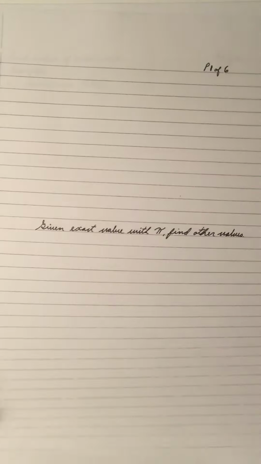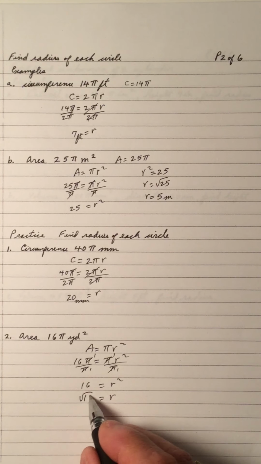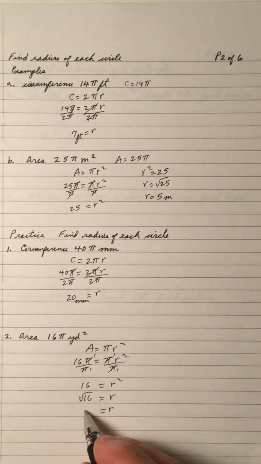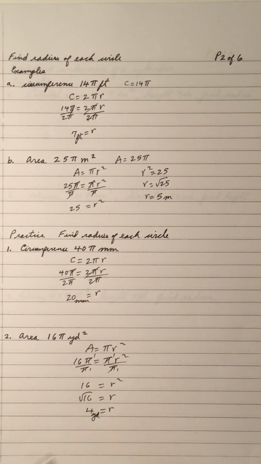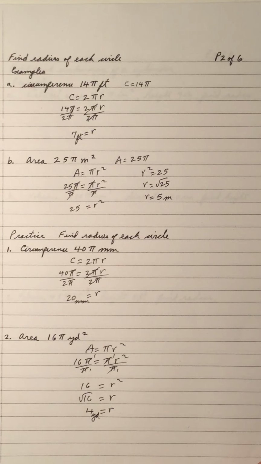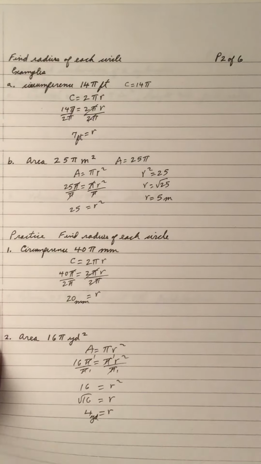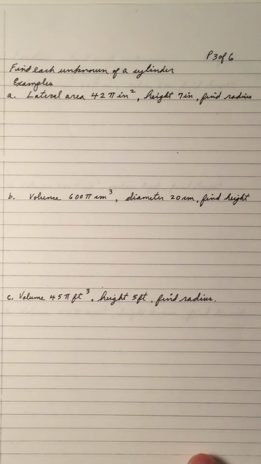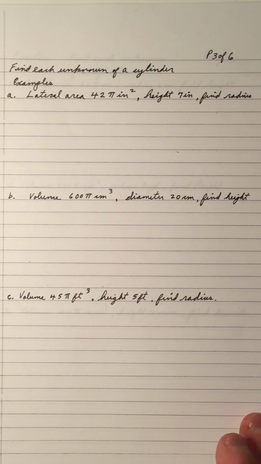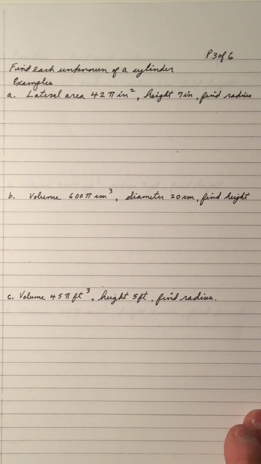Pi's cancel. We get 1 and 1, so we get r squared. Pi's cancel. 1, 1. 16. So r is the square root of 16. So r is 4 and the unit is yards, so it's 4 yards. Let's continue working some more problems. Remember, memorize the formulas. If you can do that and recall them, then the problem becomes easy.